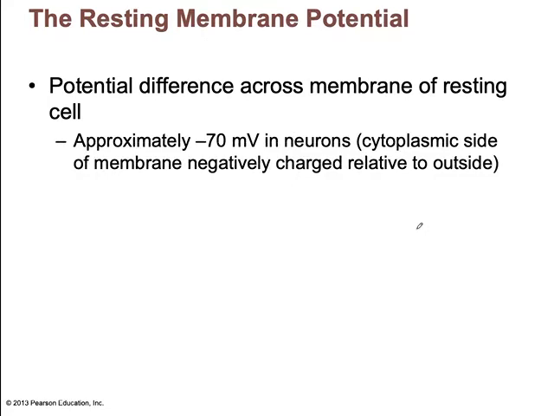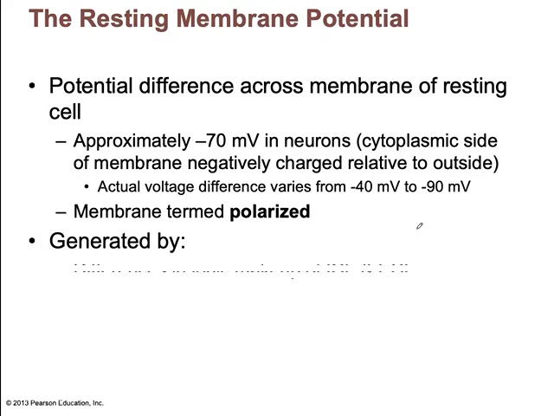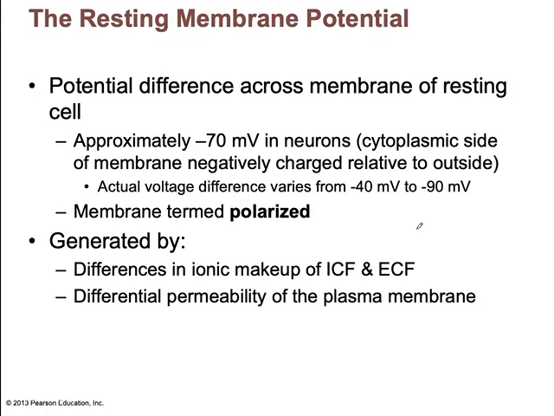Potential difference across the membrane of a typical living cell is about negative 70 millivolts. Remember, milli is 1 times 10 to the minus 3. So this would be negative 70 times 10 to the minus 3 volts. Okay. So the cytoplasmic side is going to bear the negative charge. The voltage difference can vary depending on where we are, from minus 40 to minus 90 in a resting cell.